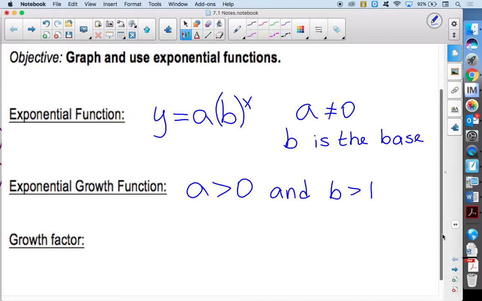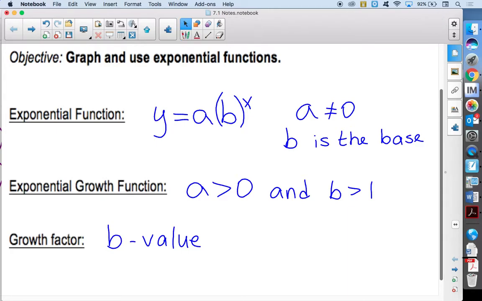Okay. The growth factor is actually the b value. The amount that it'll grow by, that's the growth factor. So are we growing by 2, are we growing by 3, are we growing by 3/2, whatever it happens to be. The growth factor would be the b. So we're going to look at the graph first, and then after we see a couple of graphs, we will start to interpret some equations, some word problems, and how they correlate with an equation.